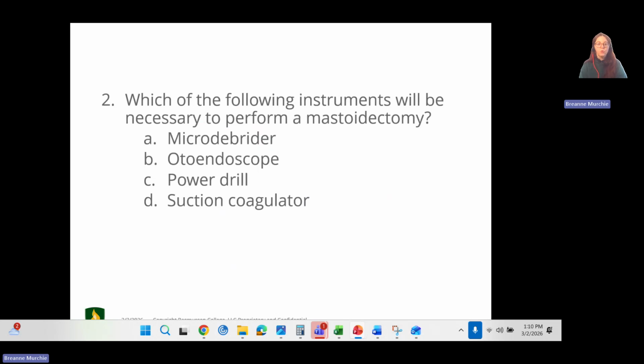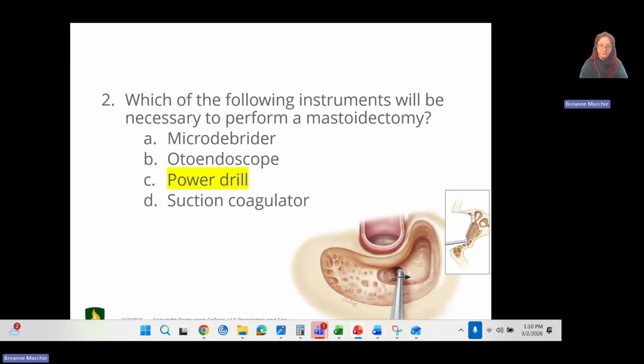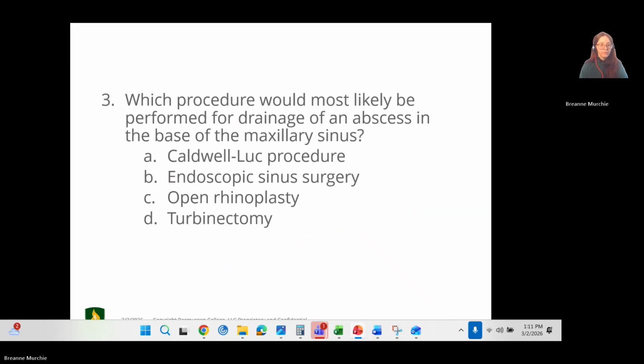Number 2, which of the following instruments will be necessary to perform a mastoidectomy? Here you're going to need a power drill. Sometimes that power drill is known as the Midas Rex. That is one of the more commonly used power drills in ENT. Just for a little tip there, Midas Rex.